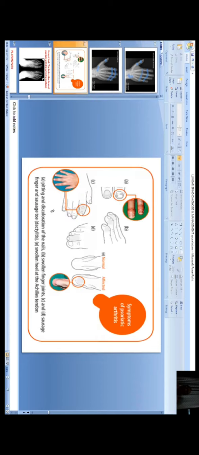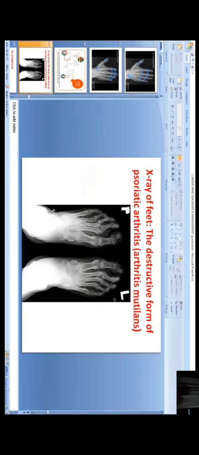These are the pathologies of psoriatic arthropathy. Pitting, discoloration, swollen finger joints, sausage finger, or otherwise called dactylitis, that is, inflammation of the fingers altogether. Swollen heel, that is calcaneal tendinitis, is usually a feature associated with spondyloarthropathy.